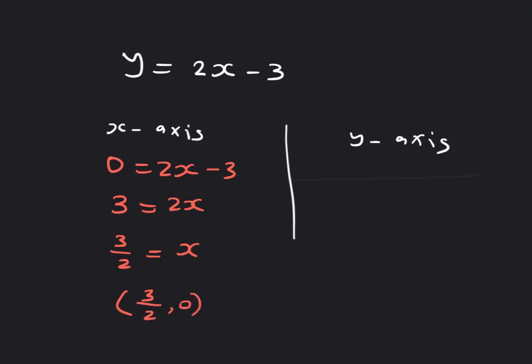In a similar way, to find the intersection with the y-axis, you can find it directly because the y-intercept is negative 3, so you can deduce directly that the point is (0, -3).